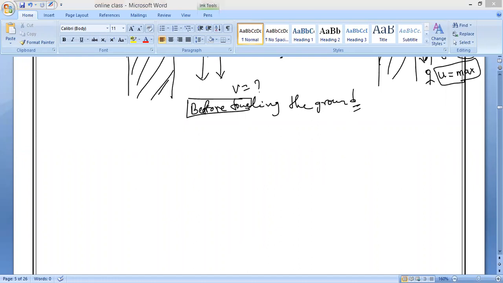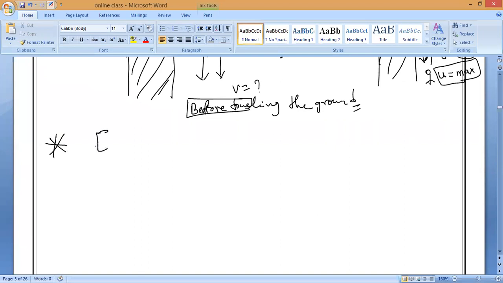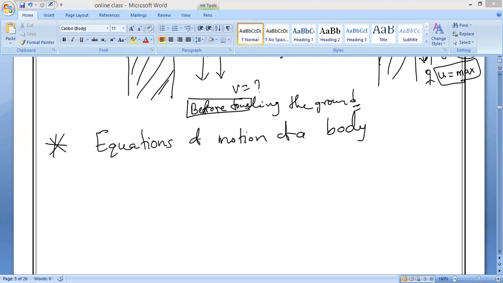Now you can keep heading: equations of motion of a body. What will we study? Body dropped from a certain height.